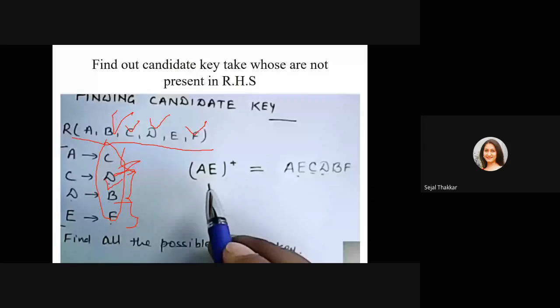So A and E. The attributes which are absent in the right hand side will become our candidate key. So for A and E we have to find out the closure. Now tell me which is the closure of A.